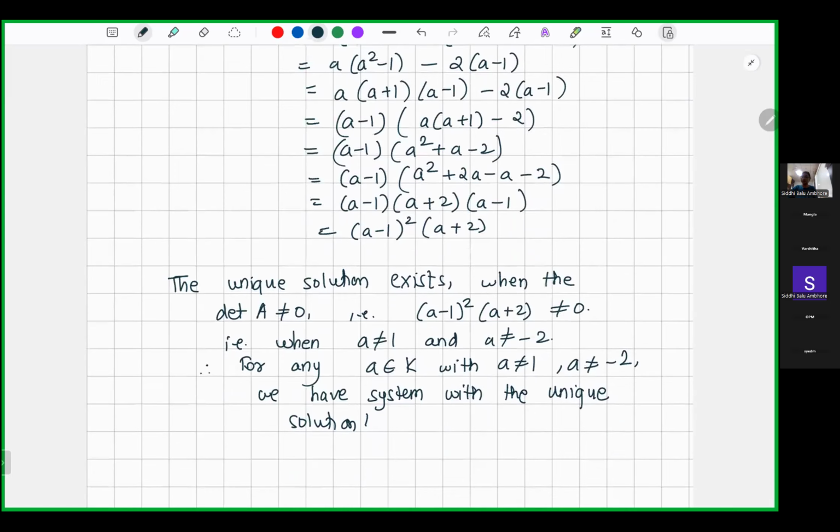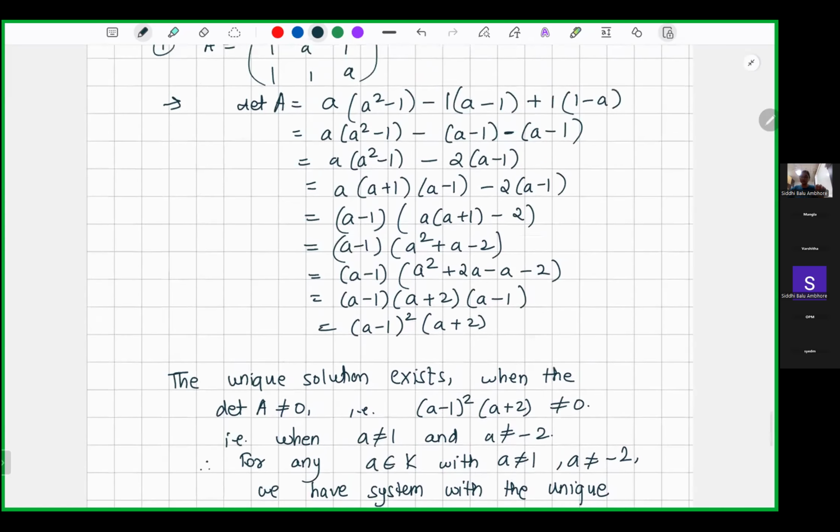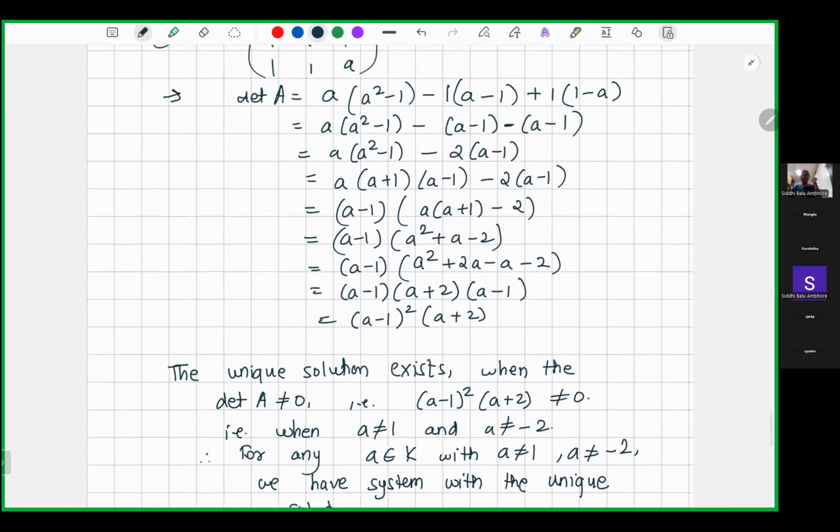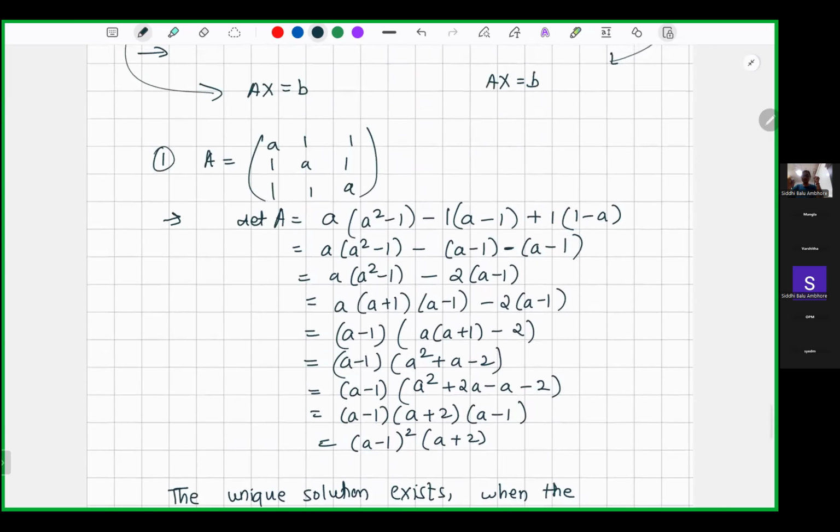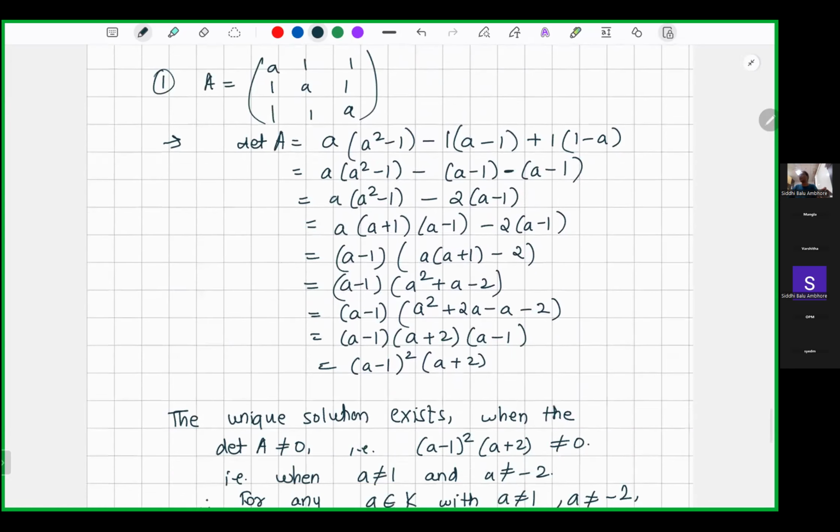So for this to be non-zero, I want A to be neither equal to 1 nor equal to minus 2. In that case only, I will have that the matrix A is invertible and the system has solution. Is this okay? I mean, this exercise is very calculation heavy. So you need to do the calculations, and mostly all the questions are related to such kind of questions.